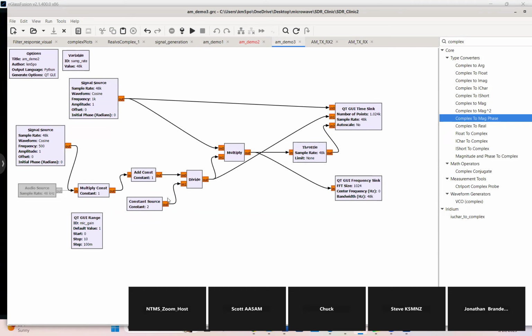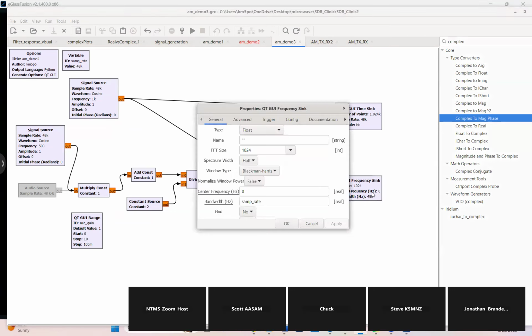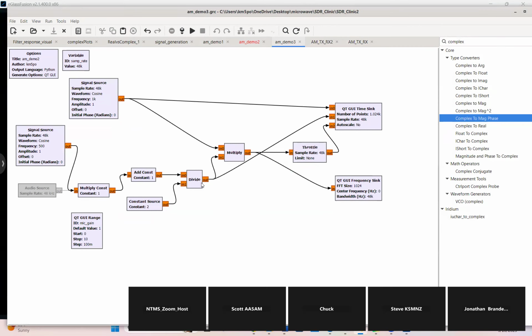Now let's go over here. This one seems to get much more complicated, but what's going on here is there's a frequency sync for one thing. That's on a half, so you're only going to see the positive side, and that's done right here, spectrum width half. And then here's my divide by two. So I brought in a source of two and a divider, and then just took the output here.